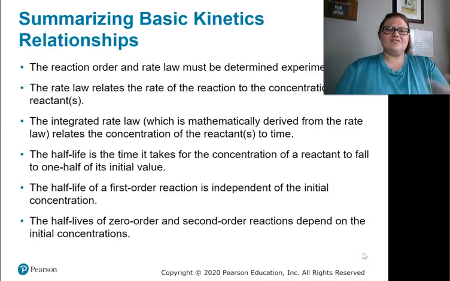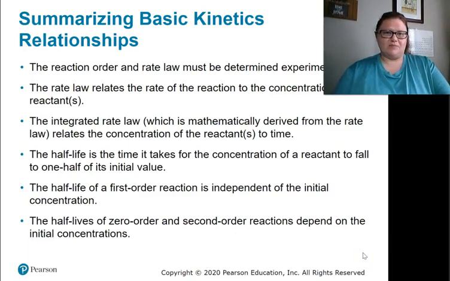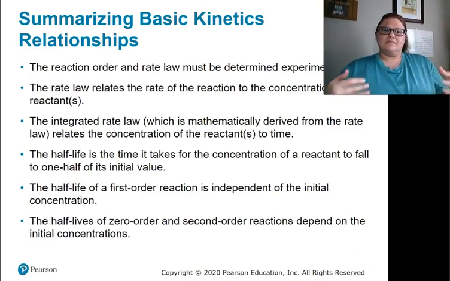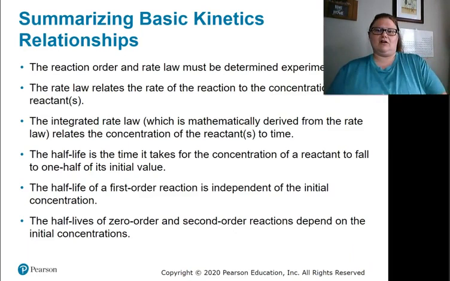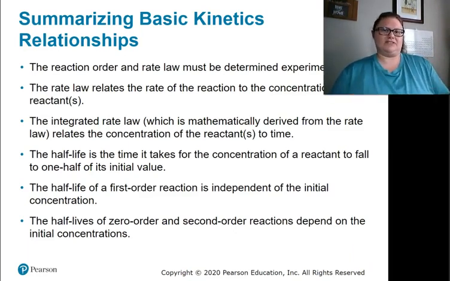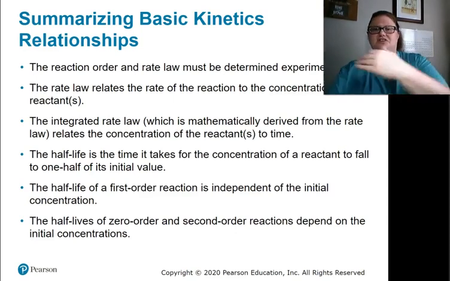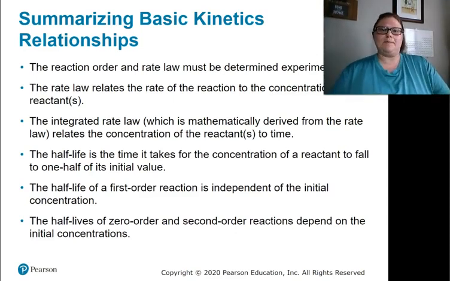Okay? So let's just take a summary so far. We're about 45 minutes in. So the reaction order and the rate law, they have to come from experimental data. We can't just calculate that out of nowhere. There has to be some experiment where we're given experiment one, we got these concentrations and this rate, and so on. Okay? The rate law relates the rate of the reaction to the concentration of the reactants.